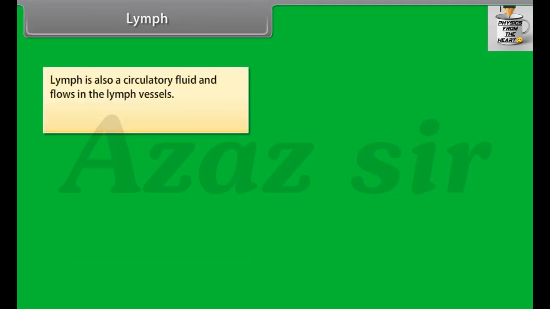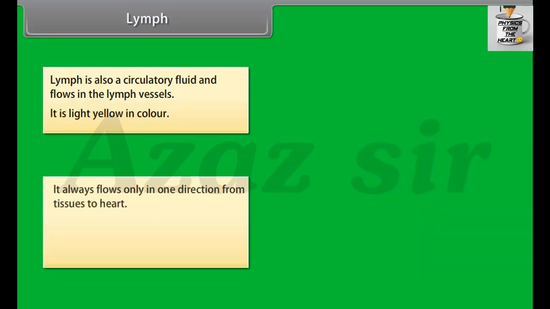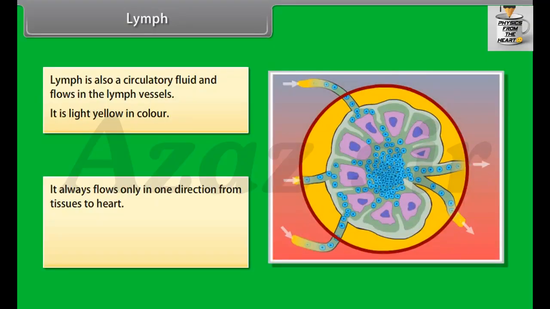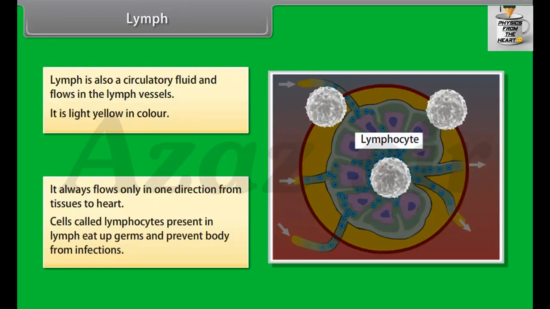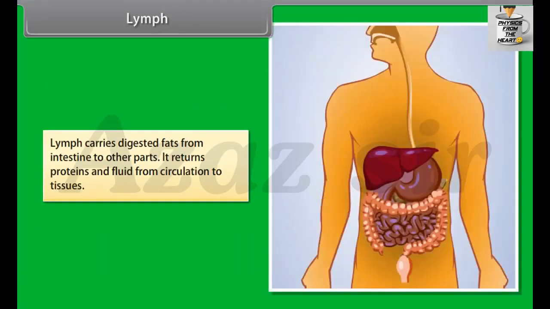Lymph. Lymph is also a circulatory fluid and flows in the lymph vessels. It is light yellow in color. It always flows only in one direction from tissues to heart. Cells called lymphocytes present in lymph eat up germs and prevent body from infections. Lymph carries digested fats from intestine to other parts. It returns proteins and fluid from circulation to tissues.